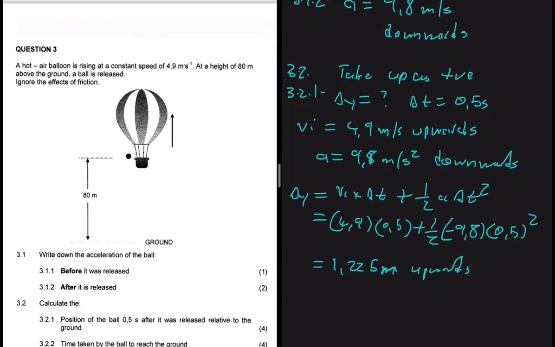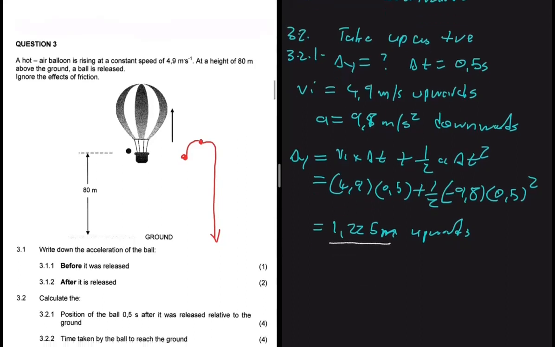Upwards, right? So let me explain what's going to happen here. So the ball is being dropped at this point, right? And then what it's going to do is travel up until it reaches a velocity of 0 meters per second, and then after that point it's going to go down until it strikes the ground, right? So after 0.5 seconds, it's 1.225 meters above the point at which it was dropped, right?